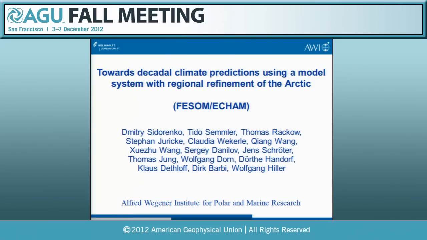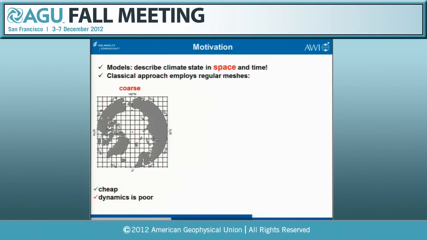Okay. I work together with all these nice people towards establishment of an Earth system model where we basically couple two models, ocean and atmosphere. The atmospheric model is ECHAM from the Max Planck Institute, and the ocean component is the finite element sea ice ocean model, which supports unstructured meshes and has been developed at AWI. And the major difference of this work to other existing developments is the ocean component, which is used in the coupled setup.